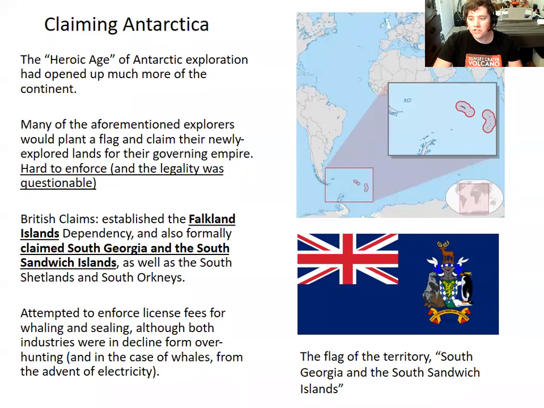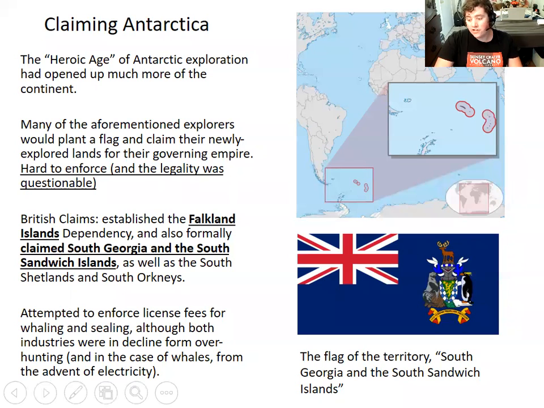After the heroic age, much more of Antarctica had been mapped, and all of the coastline was reasonably well known by that point. And during the heroic age, many of the explorers would, at some point during their trip, plant a flag, and they would claim the newly explored lands for their governing empire. This was, of course, going to prove very difficult to enforce, and it also wasn't really clear what legal basis one had to claim any territory, which is always honestly a bit of an open question when this stuff happens.